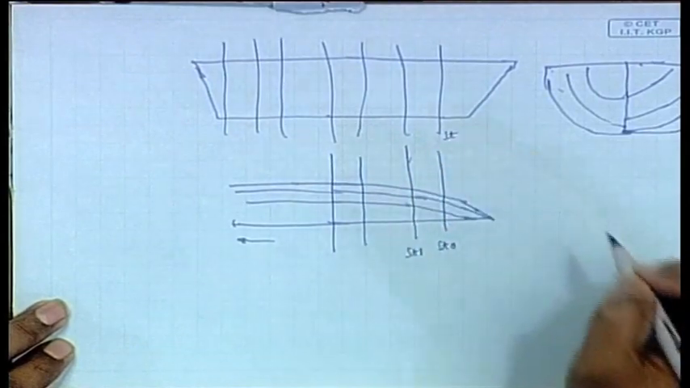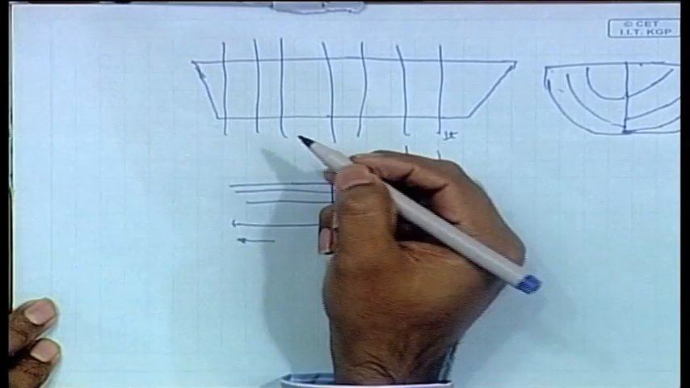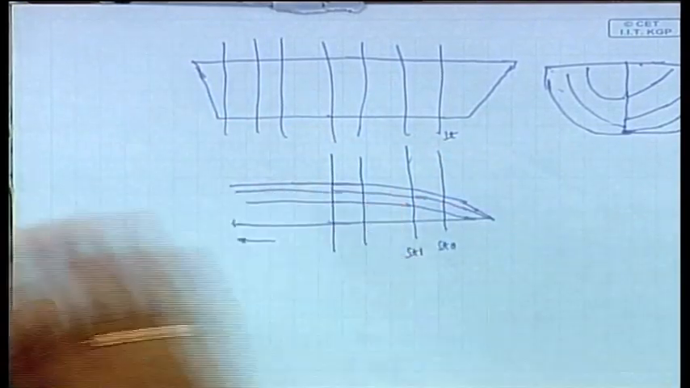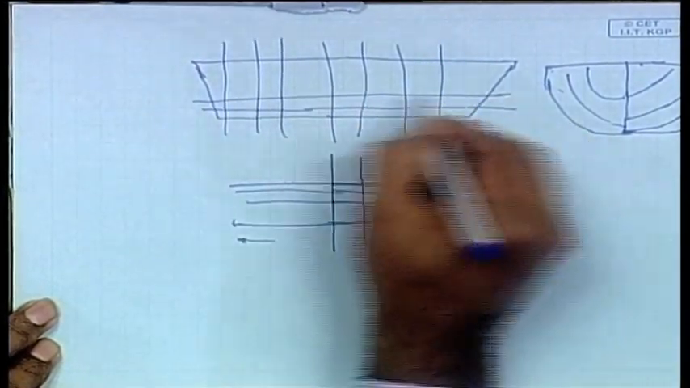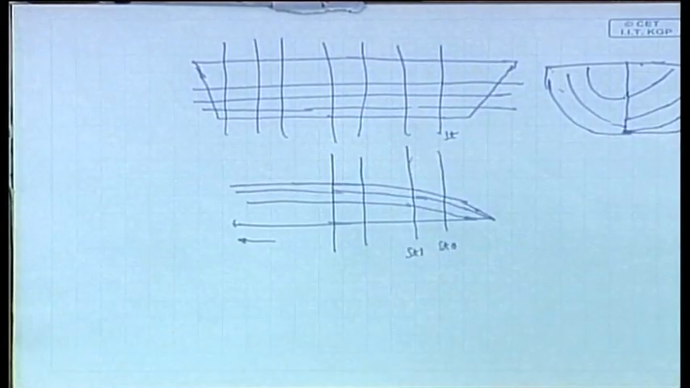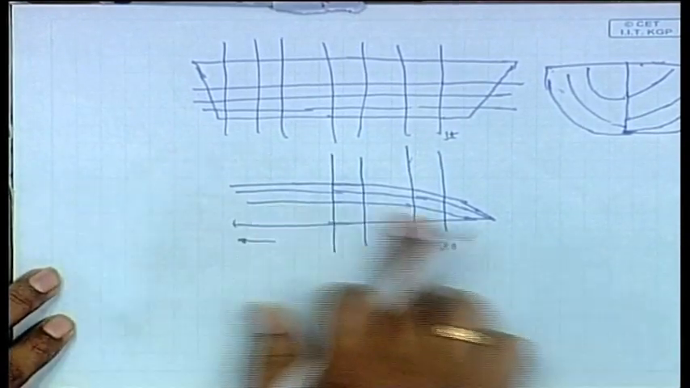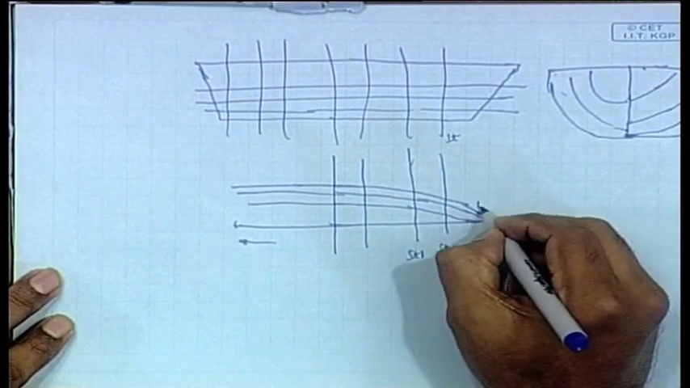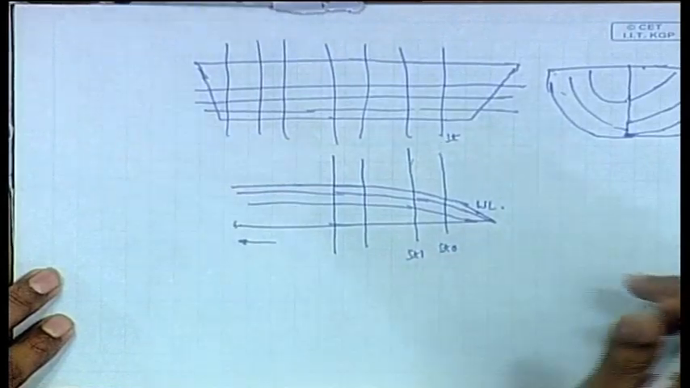This is also stations. Now, how will the water lines look in the front view? We are slicing it like this, so it will look like this. Now, these slices will look like this. Actually, this is the shape of the ship. When you slice it, the shape of that slice is like this. That is what you are seeing here in the top view. When you are looking from the top, you are seeing that slice actually. These are water lines looking in the top view.